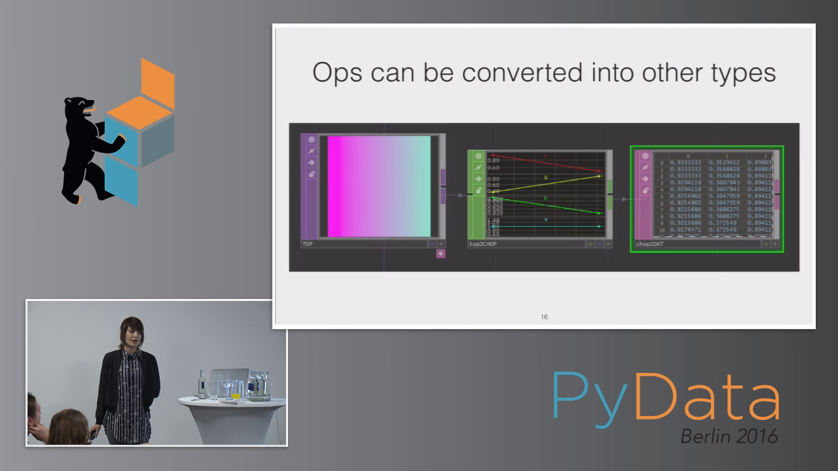So for example, on the left, we have a gradient top or a normal texture being turned into a data channel with a chop, and then being converted again into a table of values. So the operator on the far end is a description of the original image with a row for each pixel in the image, and the different columns are the RGBA channels.